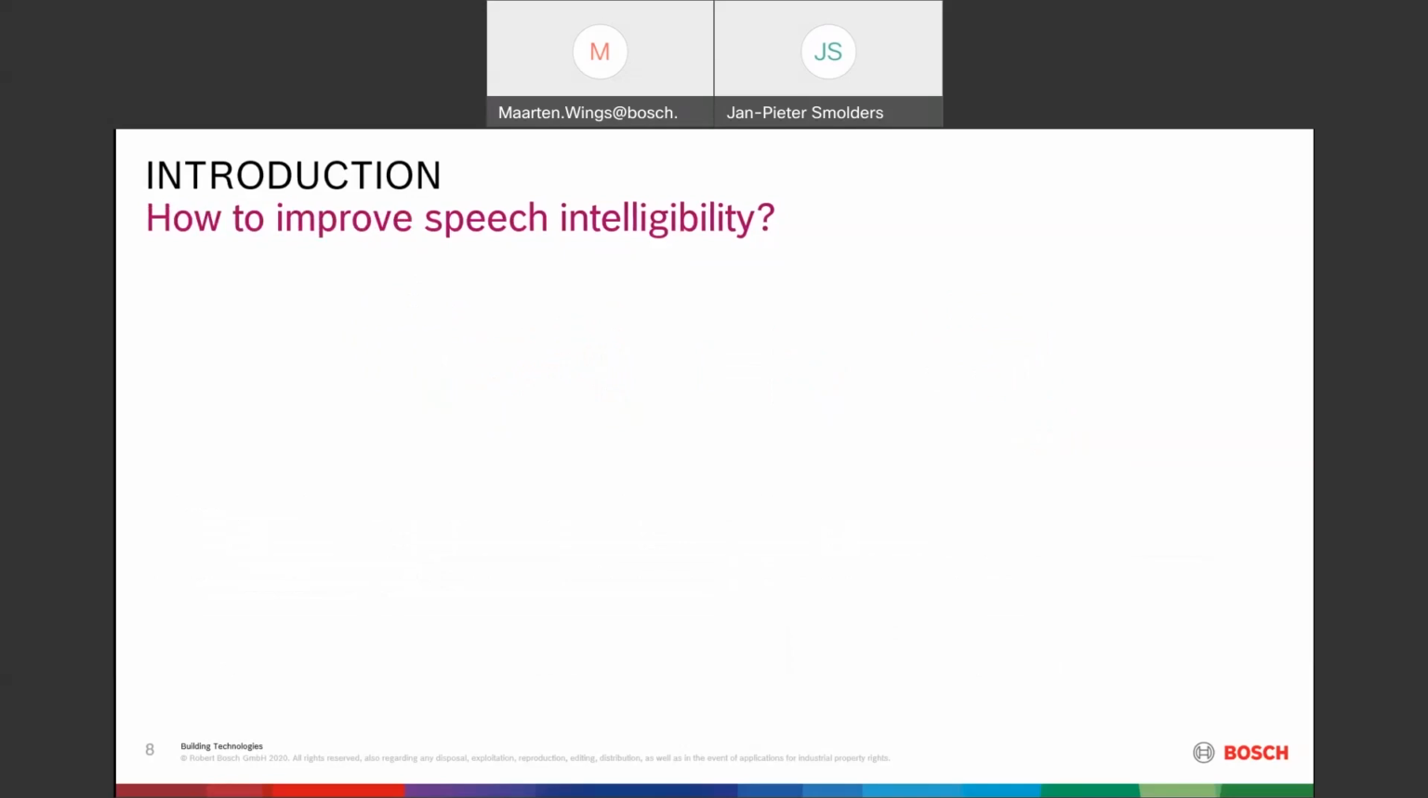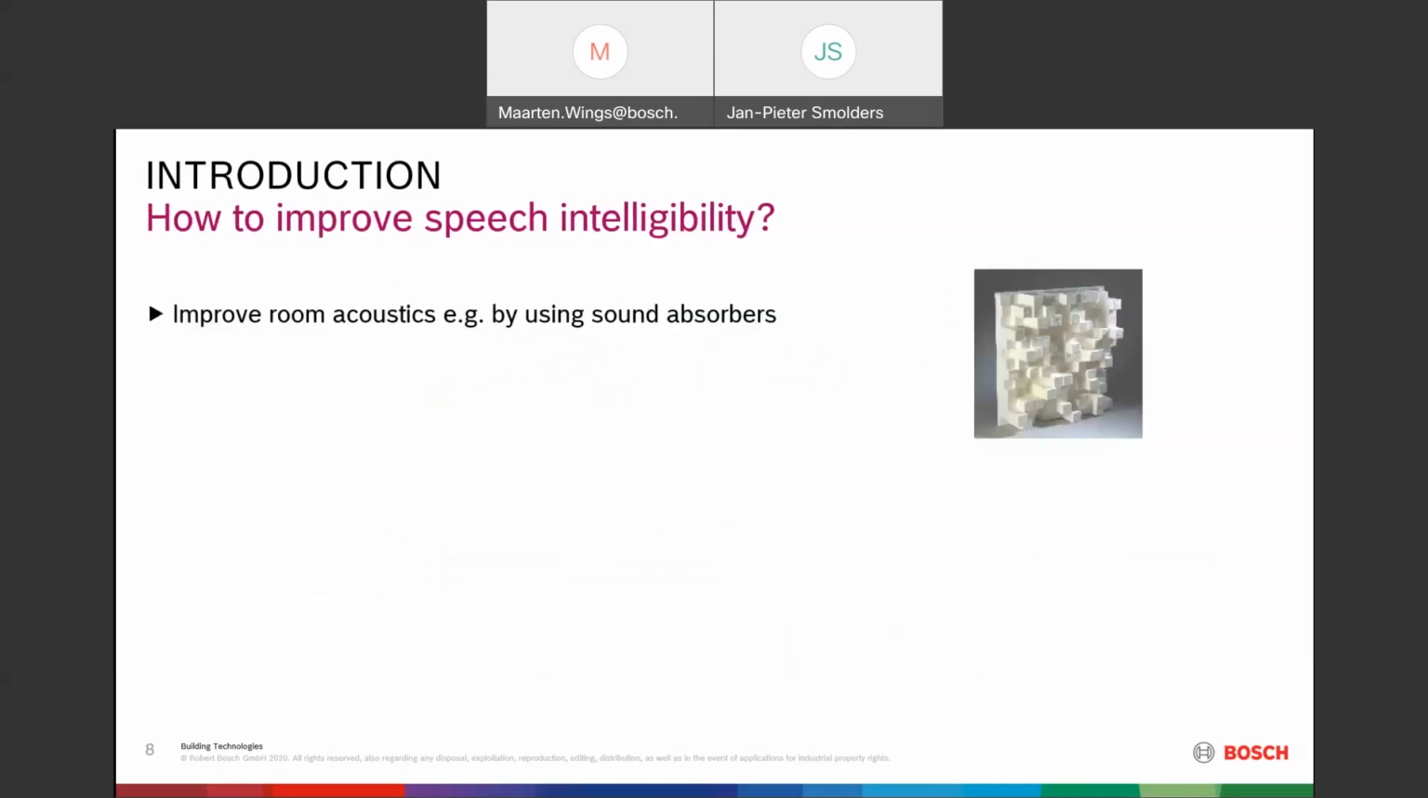How can you improve intelligibility? A very good way to improve intelligibility is to improve the room acoustics. For instance, using sound absorbers, like you see here on the right. You know, these materials are often not liked by architects, for instance. They don't want these things visible in their construction.